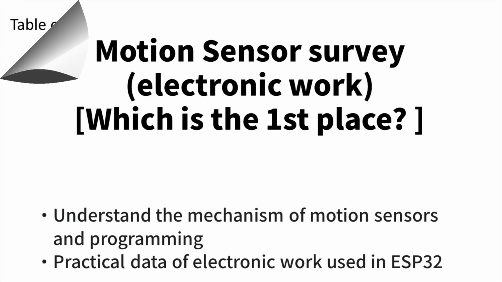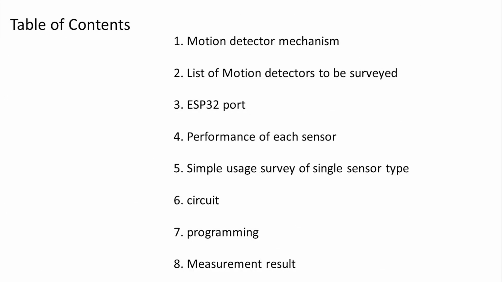Let's move on to the table of contents. Here is the table of contents. First, let's understand how the motion sensor works. Check the list of sensors to be investigated in the second item. In terms of specifications, we also briefly summarize what kind of product it is.